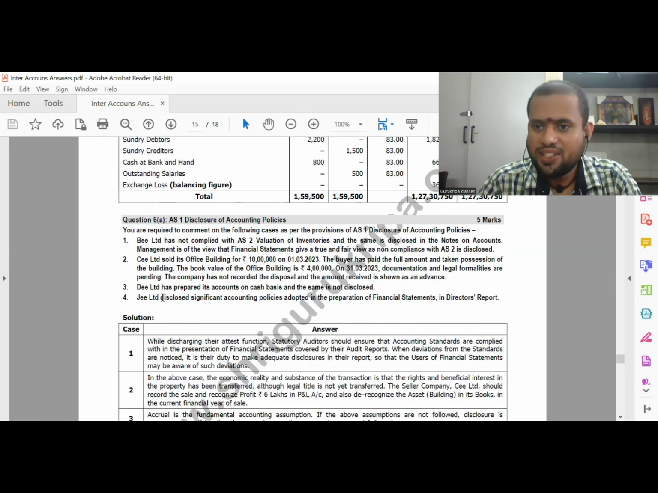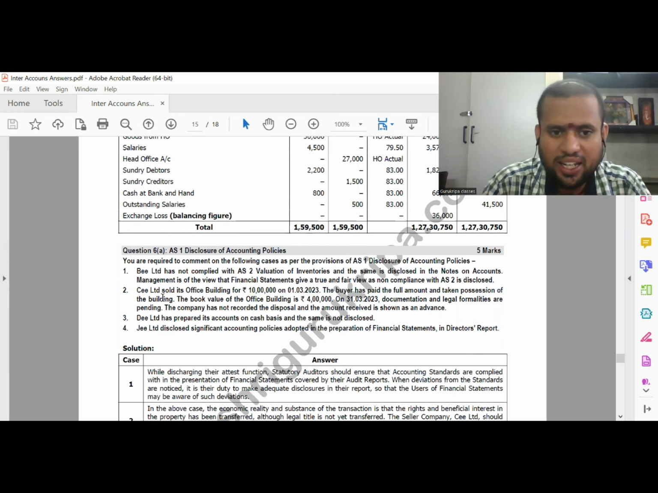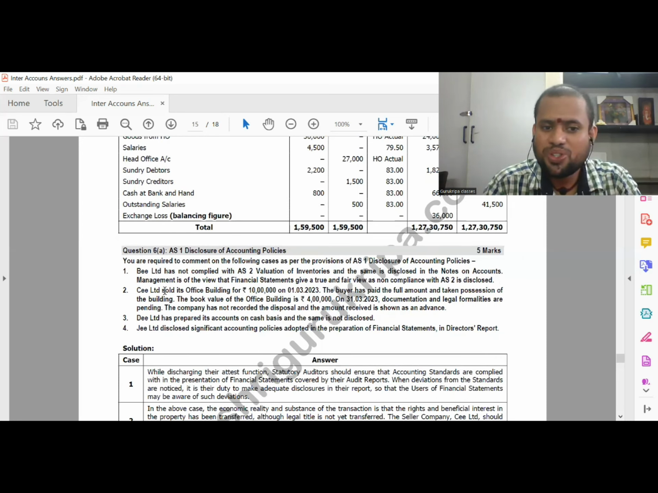And AS1, as such, there is no specific question here, but these principles are already there in AS1. But many of the students would not have come across this principle. So first question, AS deviation. If an accounting standard is deviated from, the statutory auditor has to comment on that. Then second point, substance over form.